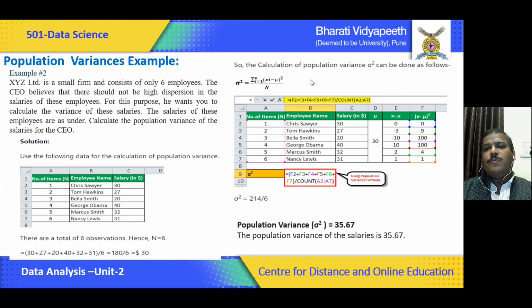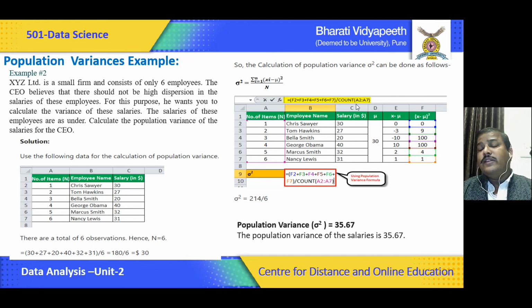So, the calculation of a population variance, right? Now you can find sigma square. Sigma square can be done as follows: sigma square equals the summation from i equals 1 to N of (xi minus mu) squared, where mu is the mean, divided by N. So the only difference here is that we are finding the square of this and dividing by capital N. Capital N means the number of the population.